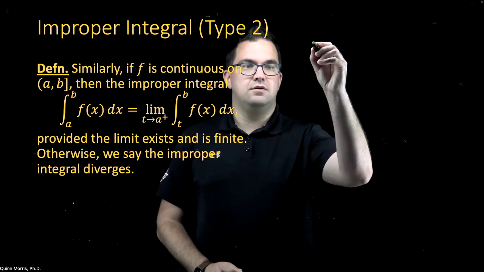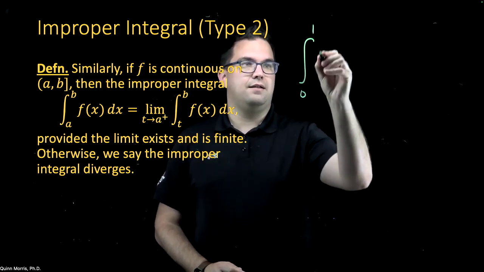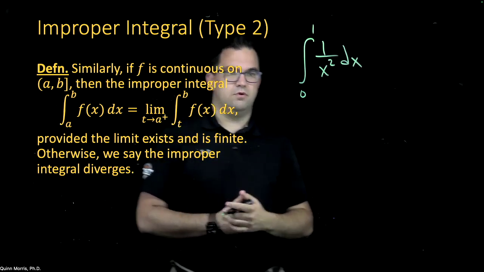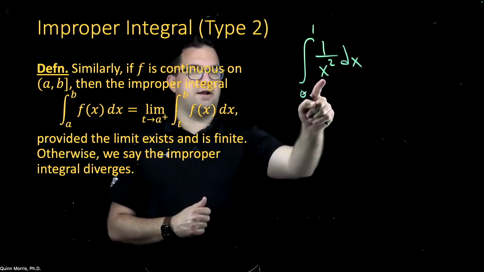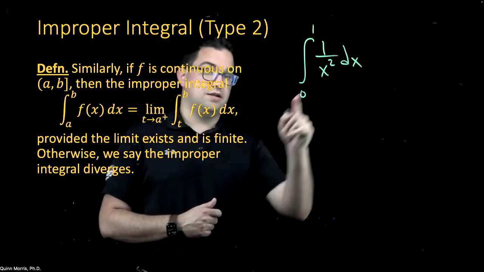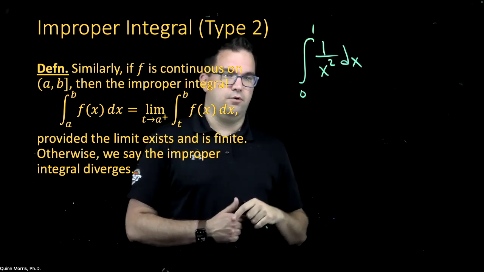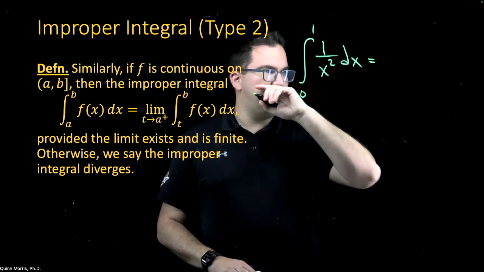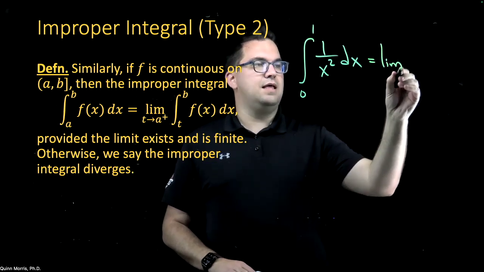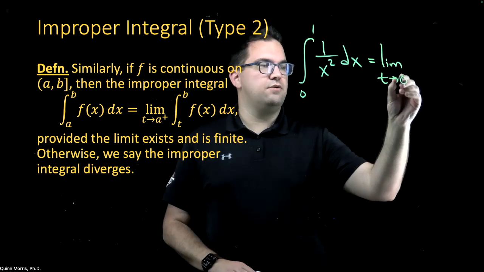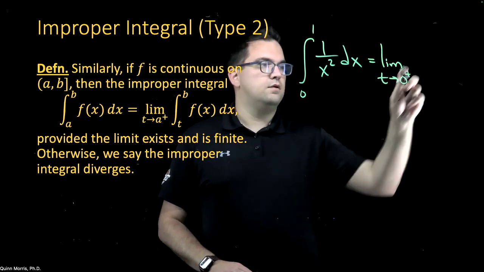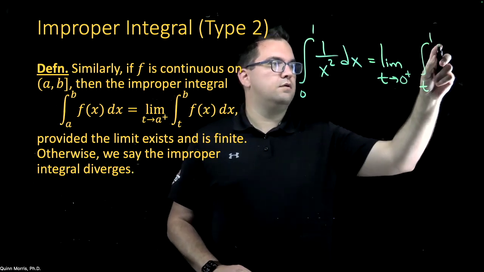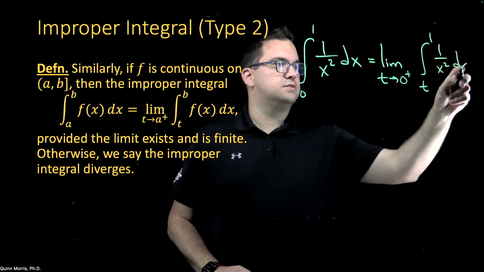So let's think back to that other example we were looking at the beginning. This is improper because this function is not continuous. It's not continuous because it's not defined at 0. And so what this definition says is, I can think of this as being the limit as t approaches 0 from above of the integral from t to 1 of 1 over x squared dx.